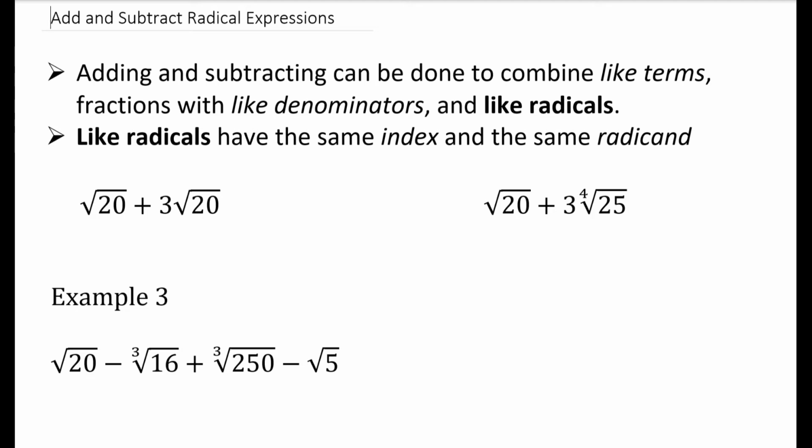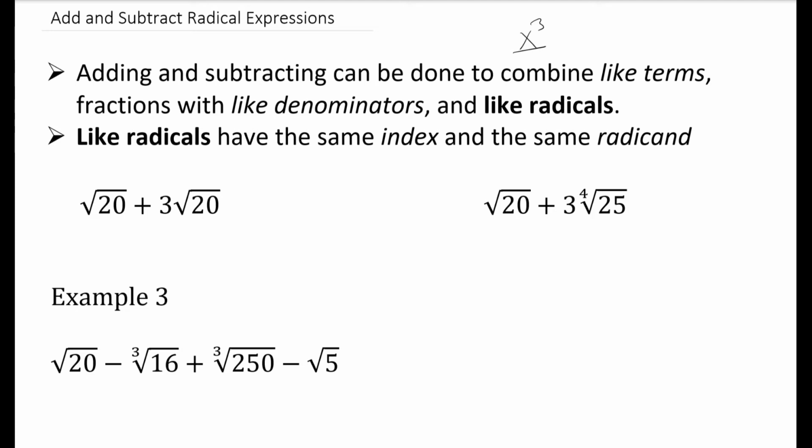So you can only add and subtract things that are alike in order to combine them. Like radicals have the same index and the same radicand. So they have to have both of those in order to become considered a like radical. Just like a like term has to have the same variables and the same powers, the radicals have to have the same index and the same radicand.